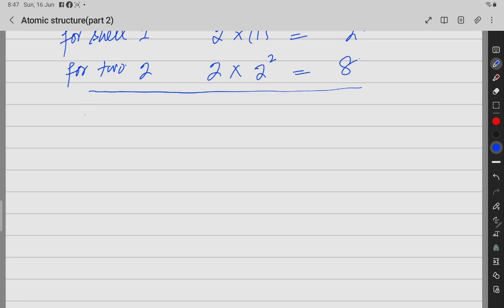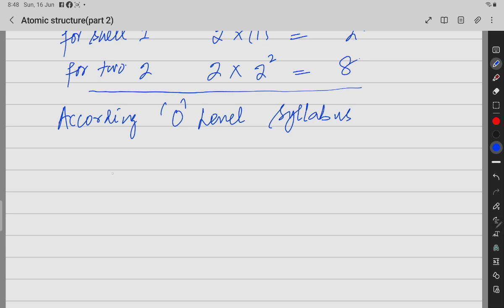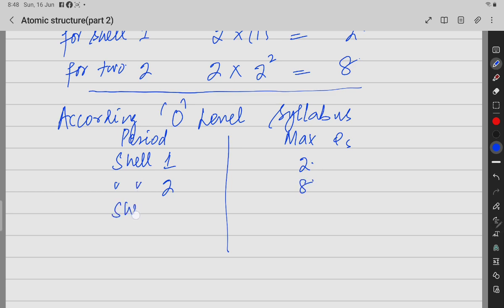So we don't need to know the electrons in other shells in other periods. We just know that in the first period, according to the O level syllabus, the first shell has a maximum of 2 electrons, and shell 2 has 8, and shell 3 again has 8 electrons.